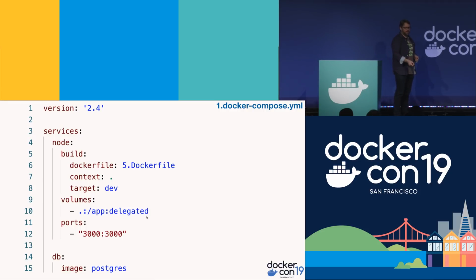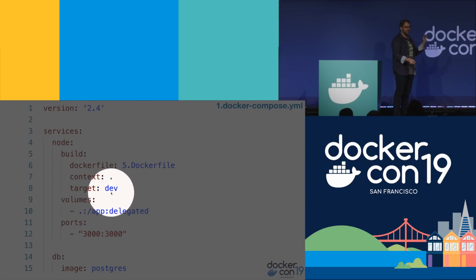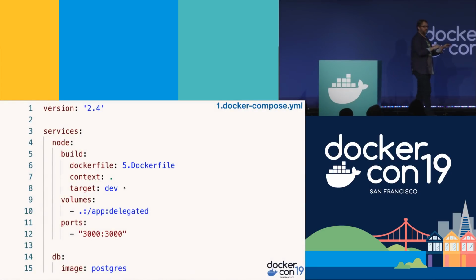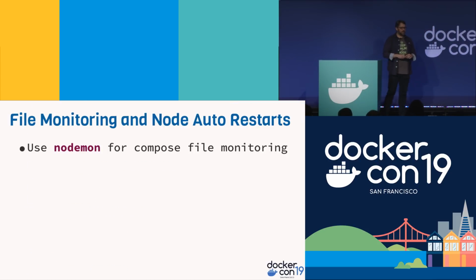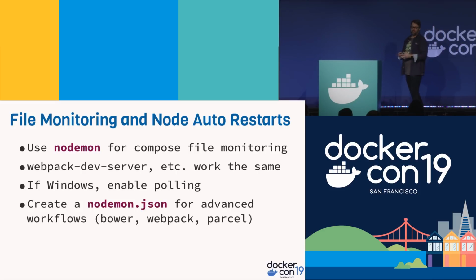So notice that I've targeted my build in my compose file to target dev. So that dev stage with all my dev dependencies, that's the one my compose file is going to build and use on my local machine. So that's how you use multi-stage with compose, so that compose only uses the dev image, not the production image, right? So you're going to use Nodemon. I think we mentioned that, right? If you're using something besides Nodemon, these all basically work the same.